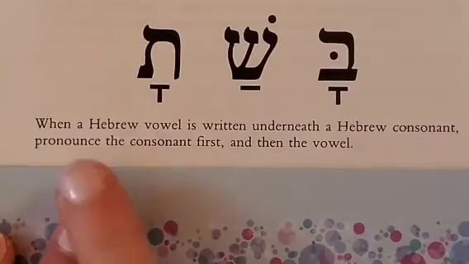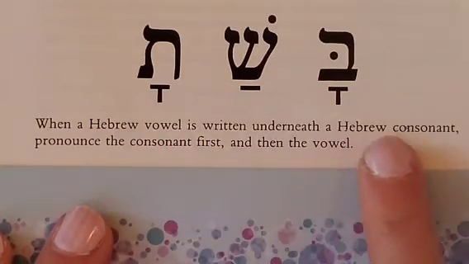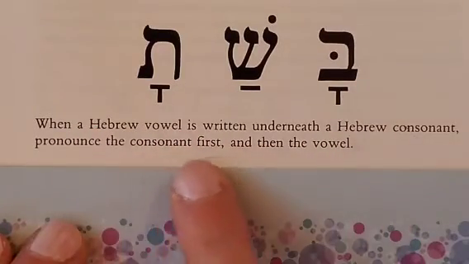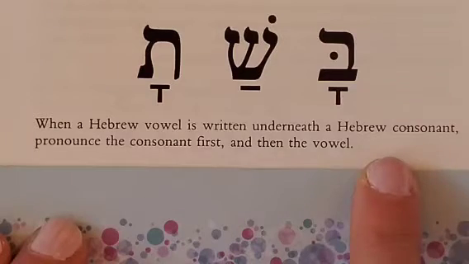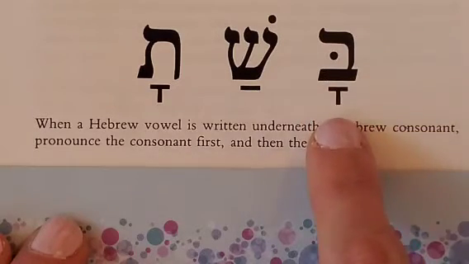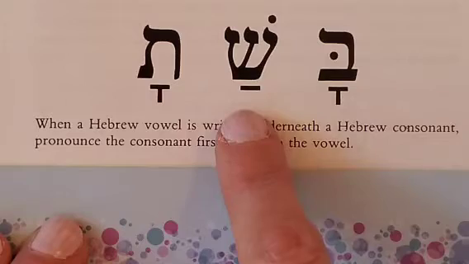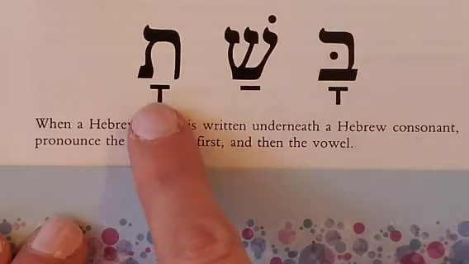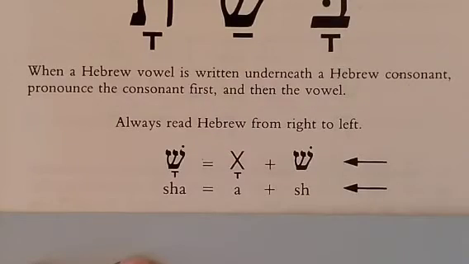And it does tell us here when a Hebrew vowel is written underneath the Hebrew consonant, pronounce the consonant first and then the vowel, which is what we did. B, ah, sh, ah, t, ah. And don't forget to always read from right to left, which is backwards to us, but not to a Hebrew. So you start with the sh, the ah, add the vowel, sha.